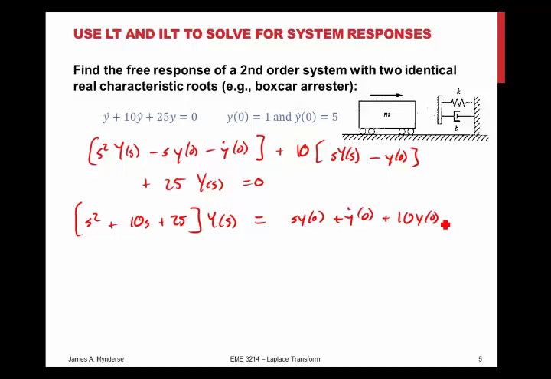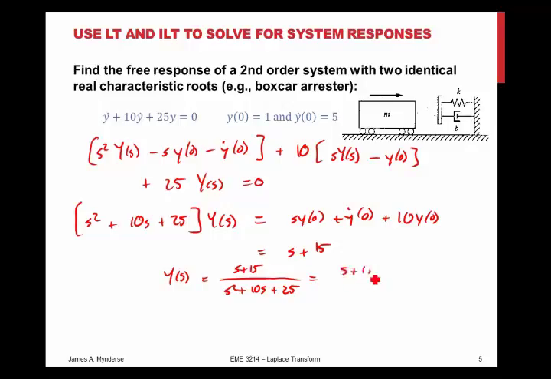And so if I put in my values for my initial conditions, that's going to come out to s plus 15. And I can divide both sides by that chunk on the left. So Y of s is going to be s plus 15 over s squared plus 10s plus 25. And if you factor that denominator, you're going to get an s plus 5 and an s plus 5.